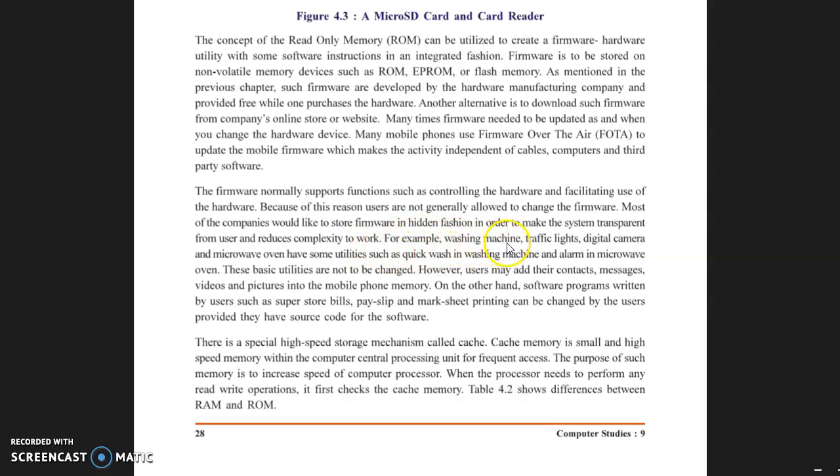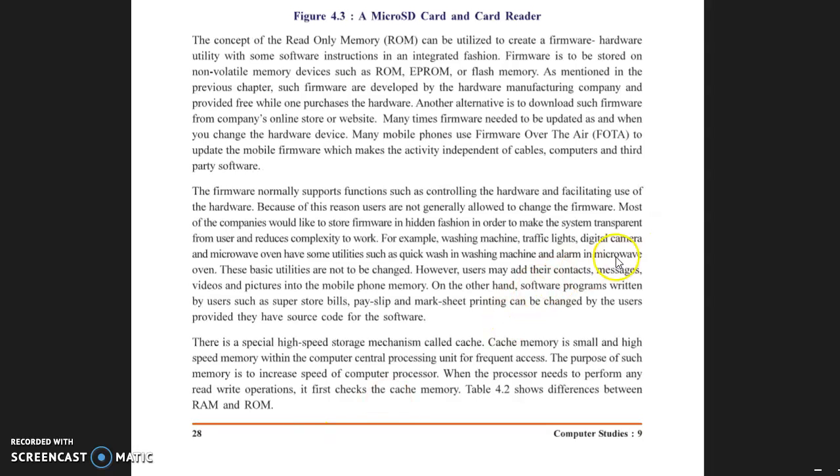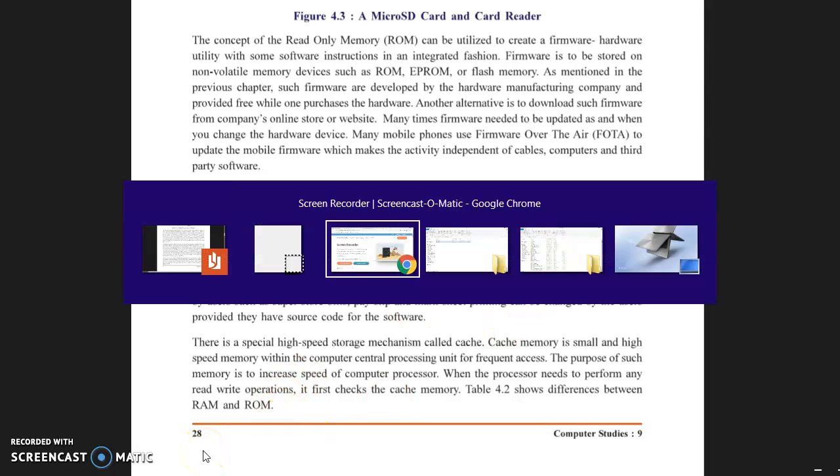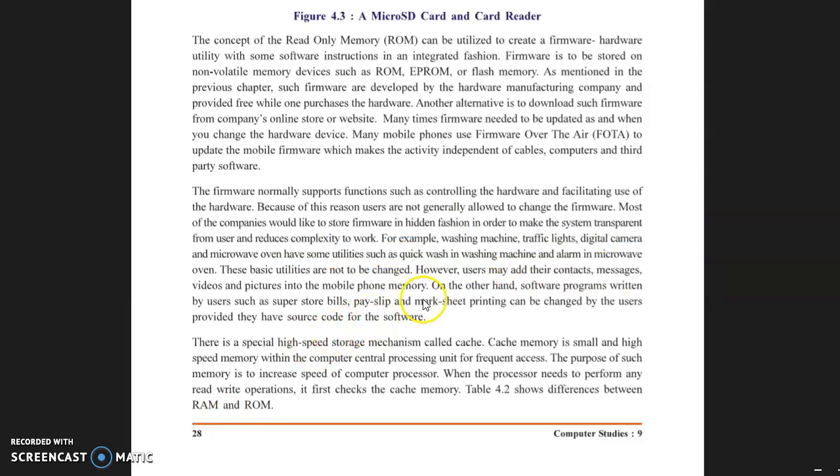For example, washing machines, traffic lights, digital cameras. A washing machine can wash clothes automatically, and they are cleaned automatically, because there is a fixed coding in the system, so it will work automatically. The firmware normally supports functions such as controlling hardware facilities. Underline this line.